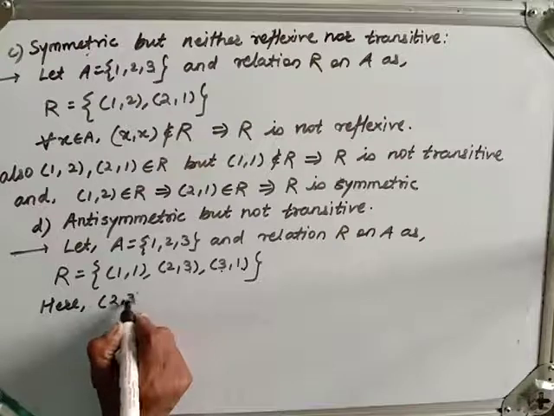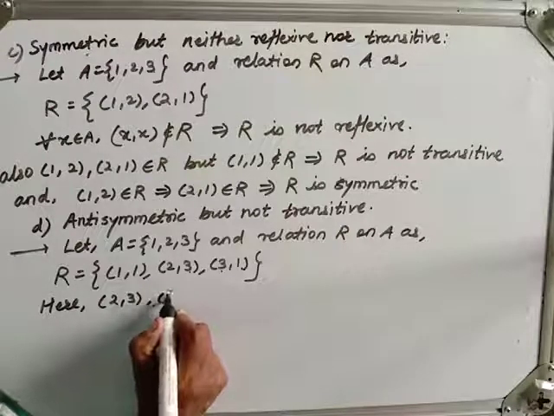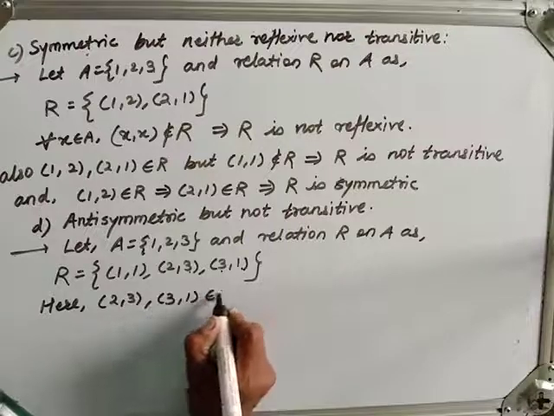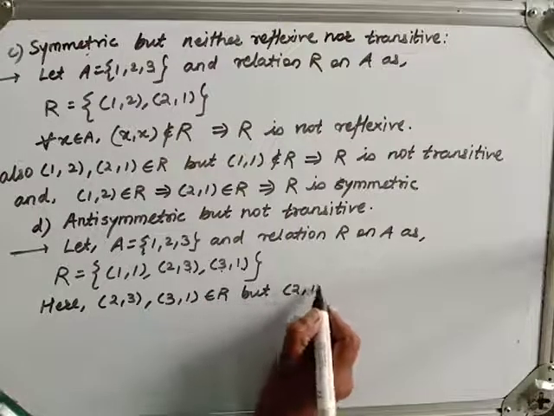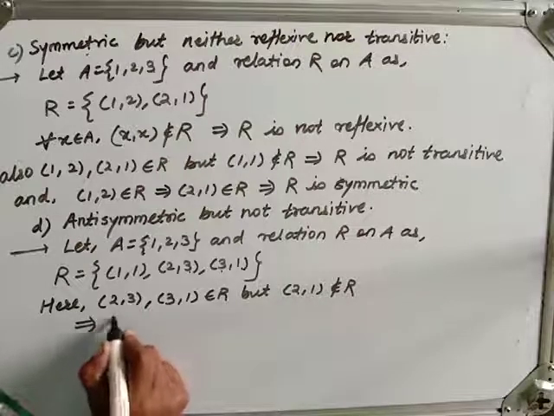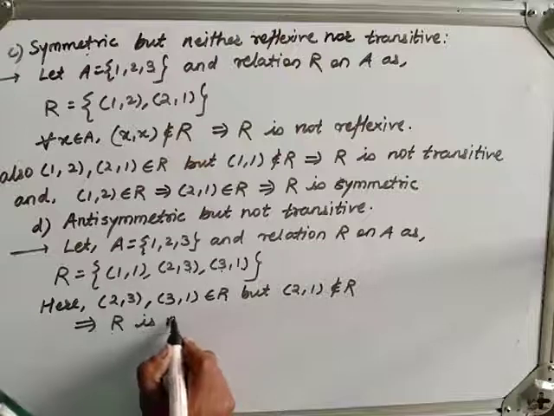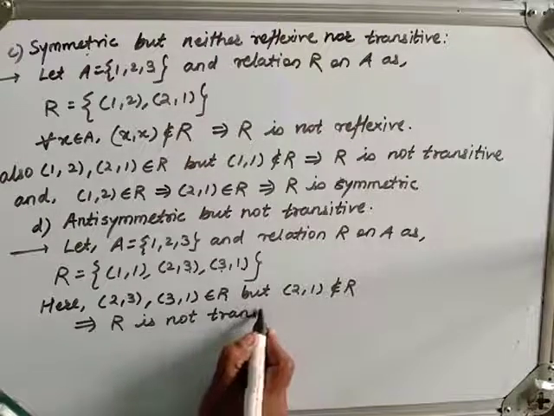Here (2,3) belongs to R, and (3,1) belongs to R, but from this (2,1) doesn't belong to R. So that implies R is not transitive.